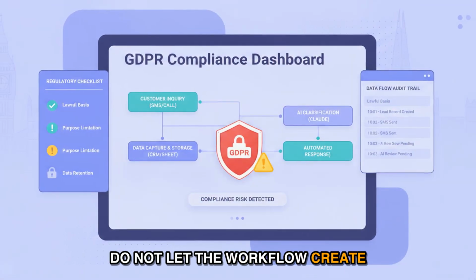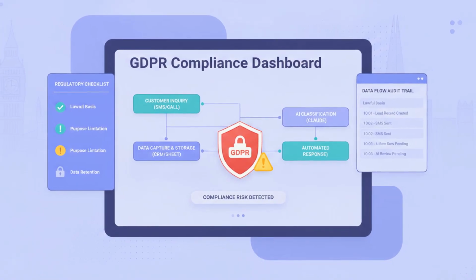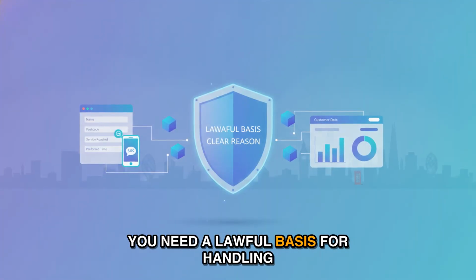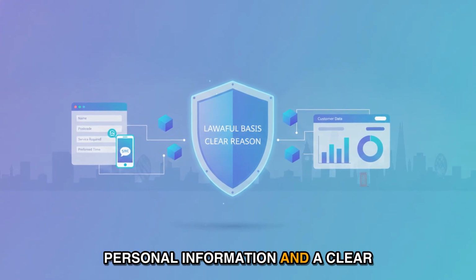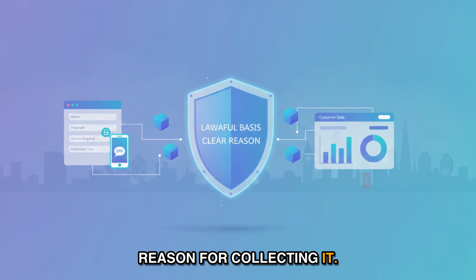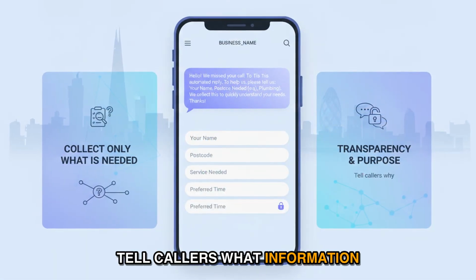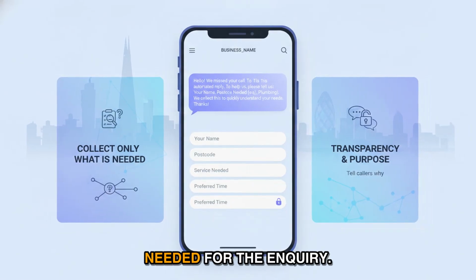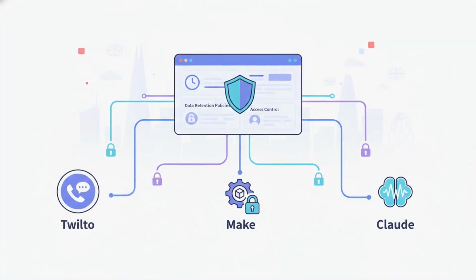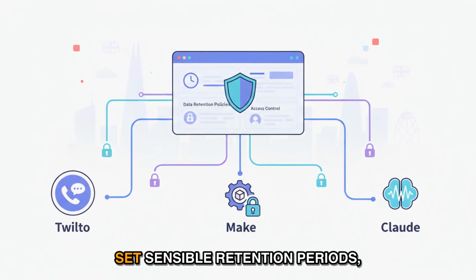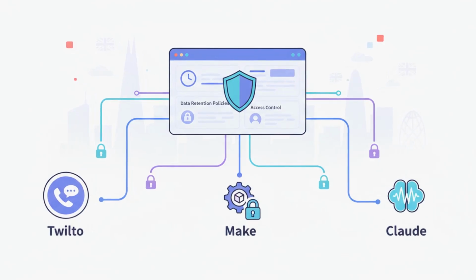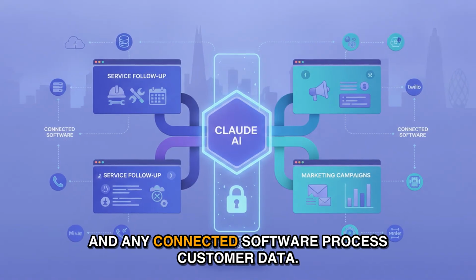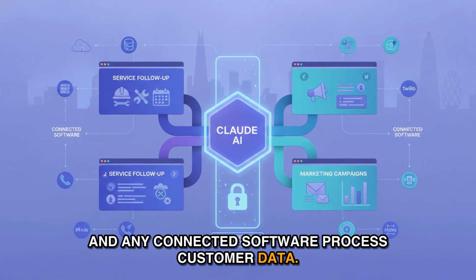Do not let the workflow create a new compliance problem. Under GDPR, the General Data Protection Regulation, you need a lawful basis for handling personal information and a clear reason for collecting it. Tell callers what information you are requesting and why. Collect only what is needed for the inquiry. Protect access to the CRM. Set sensible retention periods, and check how Twilio, Make, Claude, and any connected software process customer data.